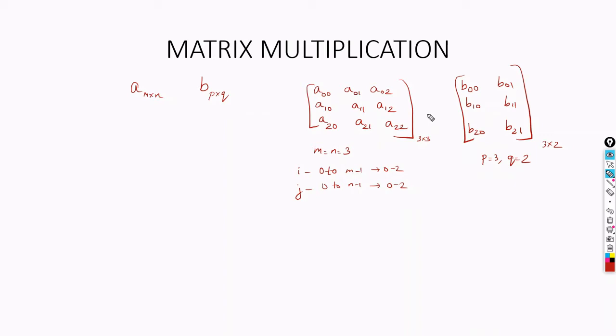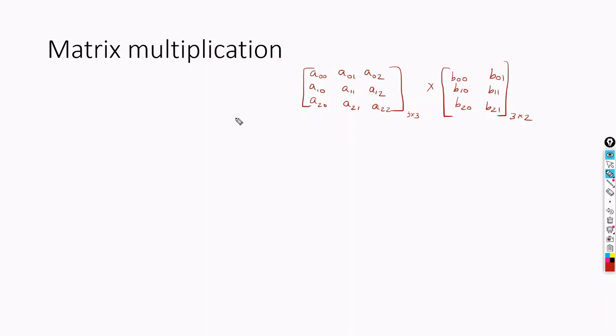And let's try if they can be multiplied together. So what is the rule for multiplication? If you need to multiply A and B, then only if n equals p, that is, the number of columns of A and the number of rows of B should be the same. Only if the number of columns of the first matrix and the number of rows of the second matrix are equal, then you can multiply.